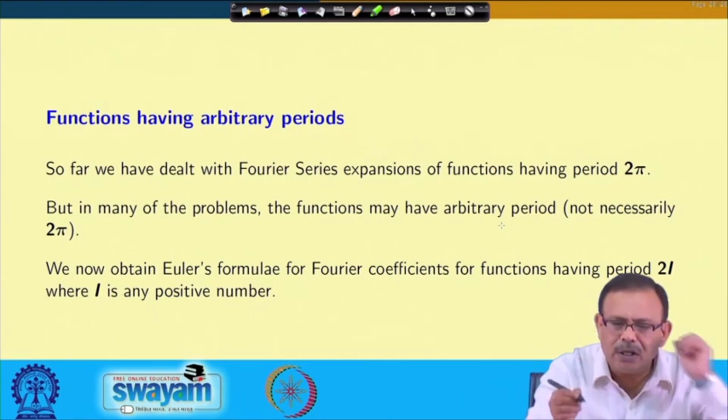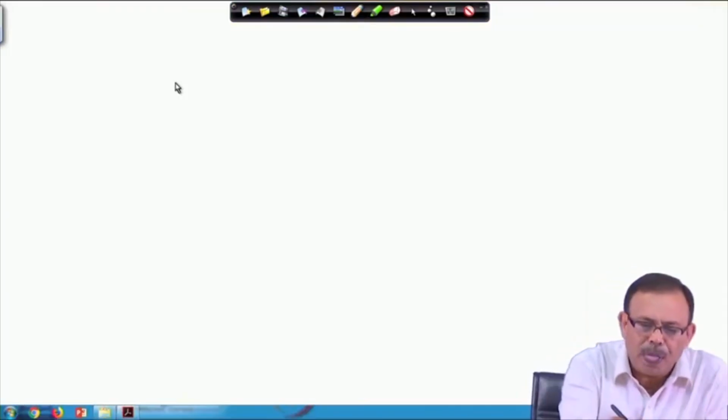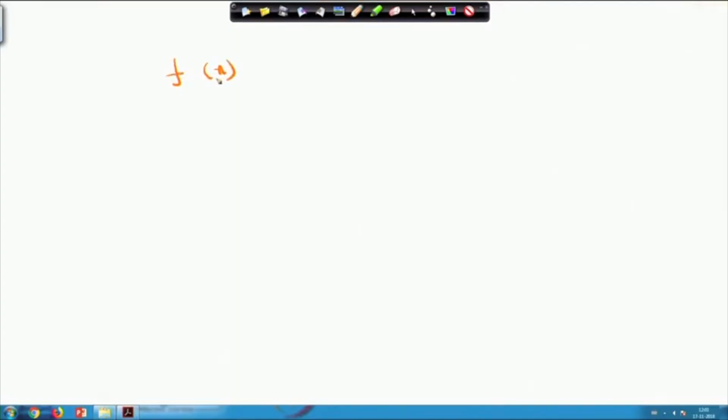So, in this case, we are assuming that suppose you have a function f(x) defined in minus L to L. Since f(x) is defined in minus L to L and it is a periodic function with period 2L, to match with the earlier things, we are assuming z equals pi x by L, so from this you can write x equals L z by pi.